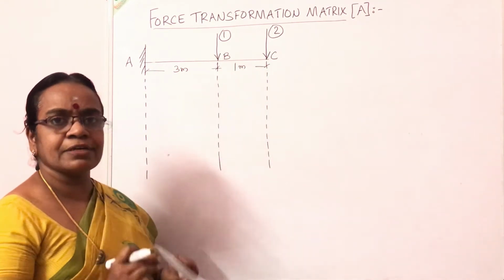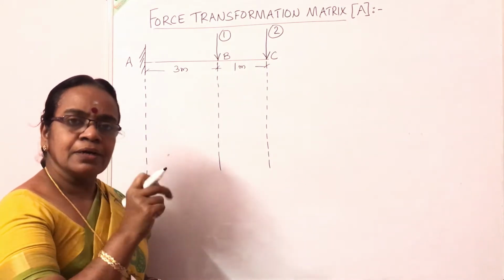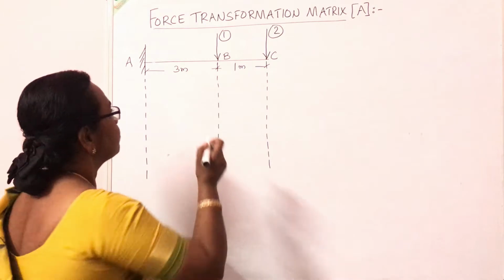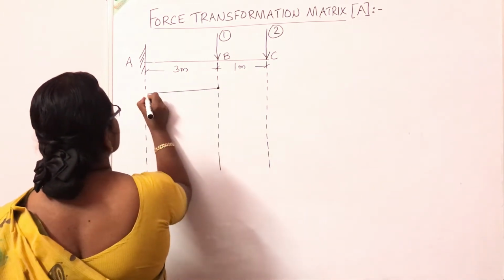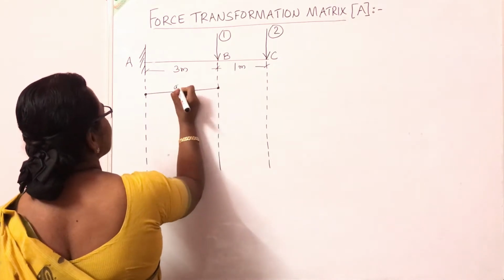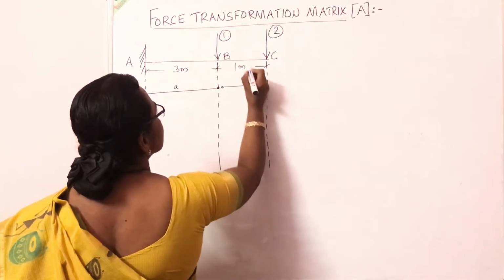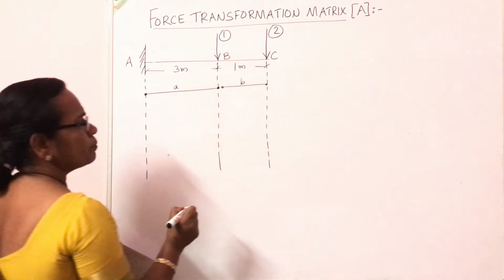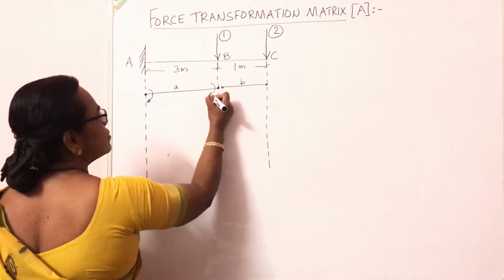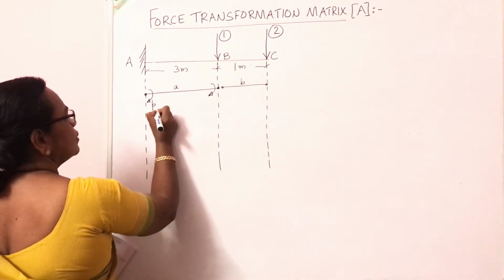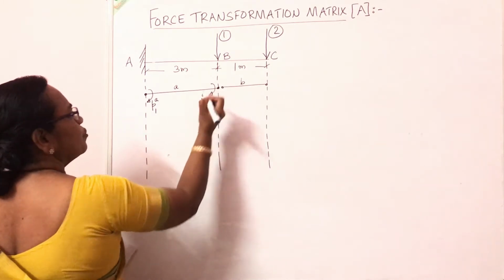So we can take it as an assembly of 2 elements, AB one element and BC the second element. The first element I'll take as capital A, the second element BC, I'll call it as small b. The element coordinates are the moments, the bending moment at the 2 ends, P1 of A, P2 of A.